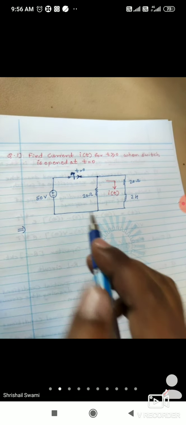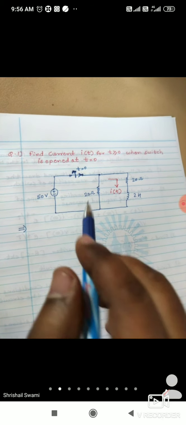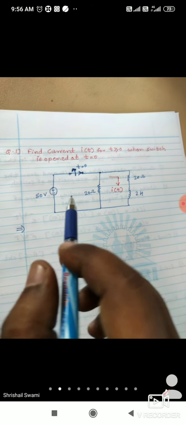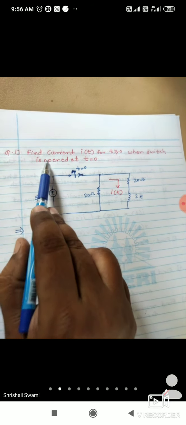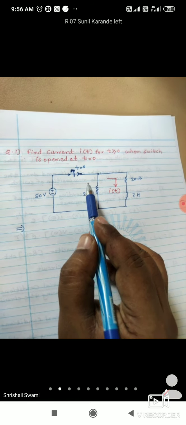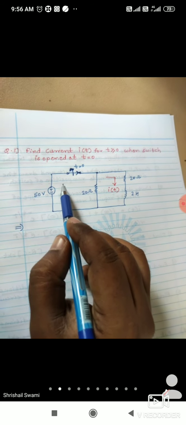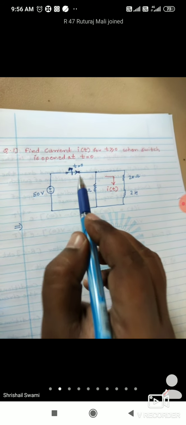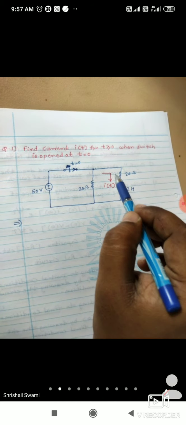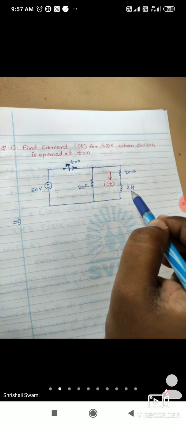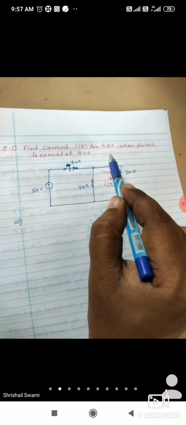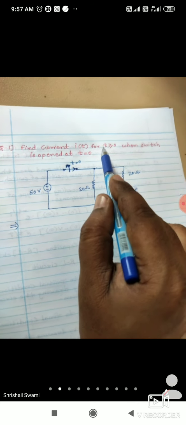Okay, so before we solve this problem, first I will read the question. Find current I of t, where it is mentioned here. Sometimes they can ask the current here. So carefully read the question, what they are asking. So find current I of t, which is passing through this series combination of 20 ohm and 2 Henry. Next, for the condition of t greater than or equal to 0. So the condition may also change.